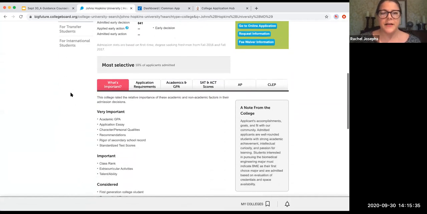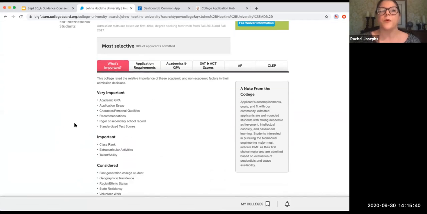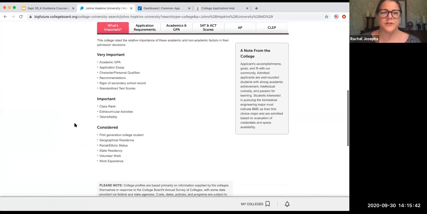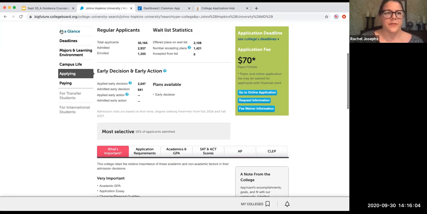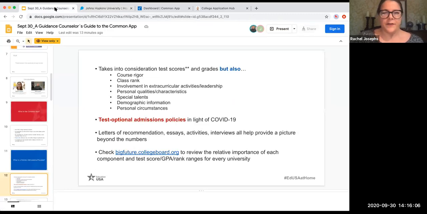and you can see some data about this. Most selective, 10% of applicants are admitted, but what is important to this university? In this holistic admissions process, you can see here that the university is prioritizing the essay, the personal qualities, recommendations, rigorous score report, in addition to the test scores. The other things listed are not things they prioritize; they take note of them, but maybe they're not the most important things for them. So each university is going to look quite different in this list of what it is that they're looking for.